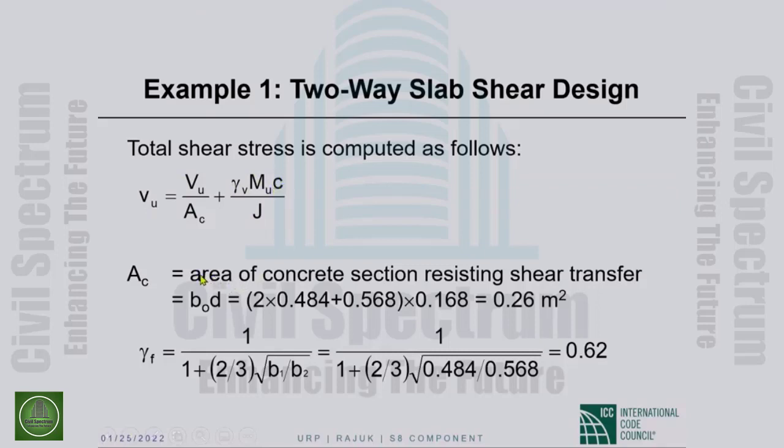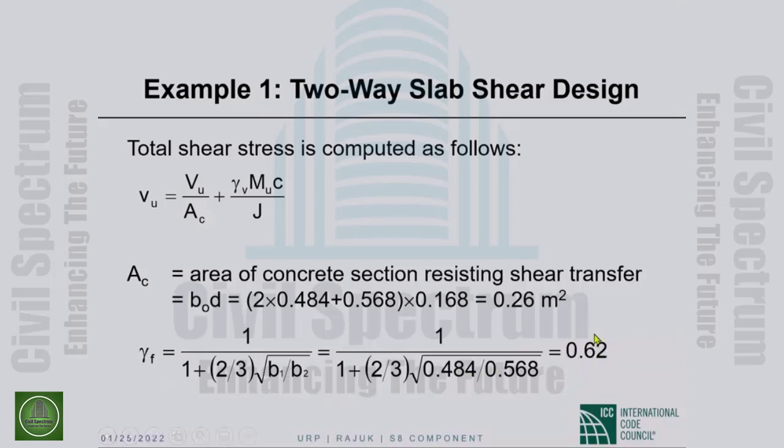Okay. So A sub C, the total area of the three faces is, we have two faces of length 484 millimeters, one face of length 568 millimeters. So the three faces together have a perimeter equal to that, multiplied by the thickness of the slab gives us A sub C of 0.26 square meters. Okay. Gamma sub F for our B sub 1 and B sub 2 is 0.62.